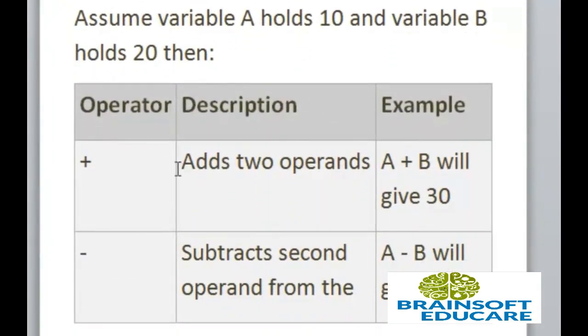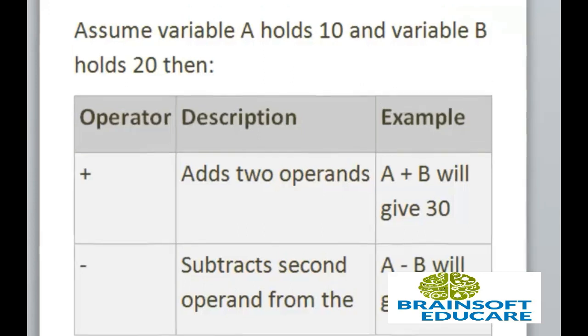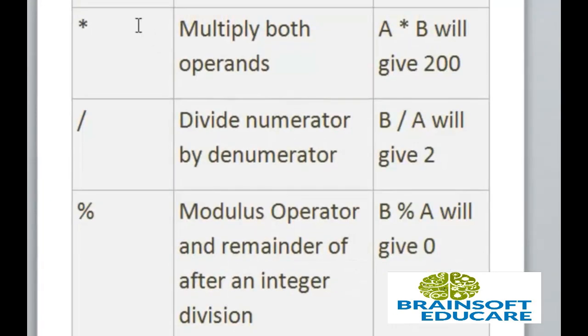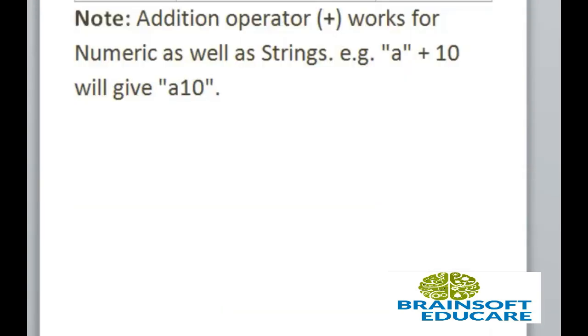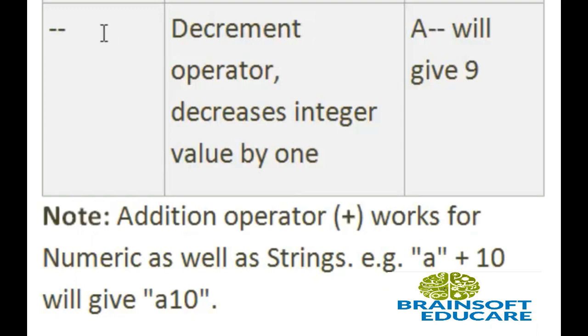Plus, which is used to add two operands. Minus, which is used to subtract the second operand from the first. This is the multiplication sign, to multiply both operands. This is used for divide. This is used for the modulus operator. This is used for increment of a variable, and this is used for decrement of an operand.